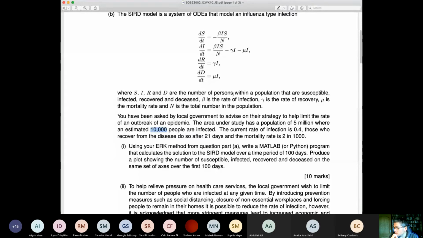N is 5 million. I is 10,000. R is 0. D is 0. Beta is 0.4. Gamma is 1 divided by 21. And mu is 2 divided by 1,000. So that's your initial system.